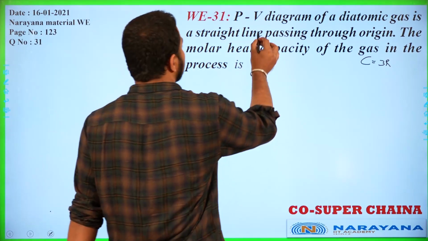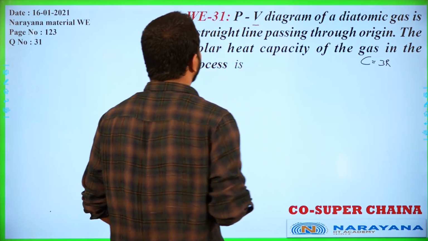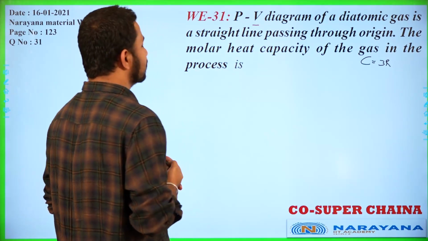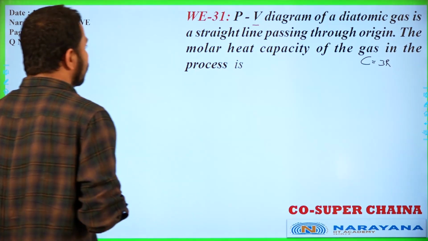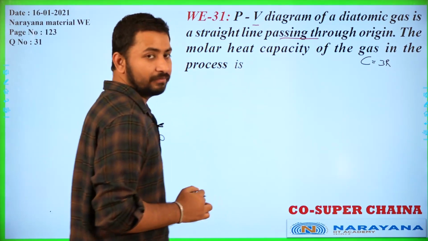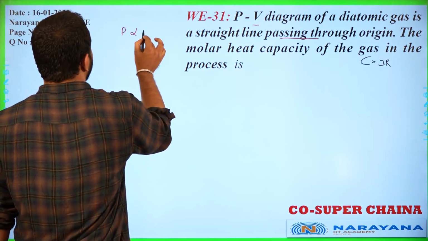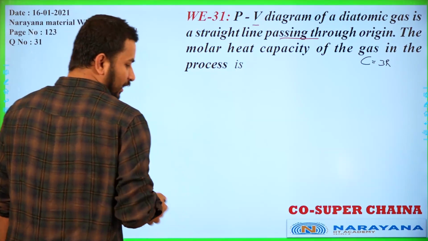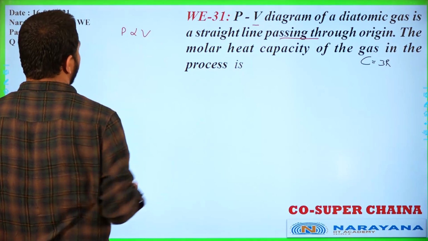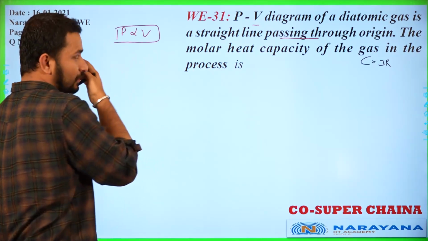Students, first question: the PV diagram of a diatomic gas is a straight line passing through the origin. So here the PV diagram is a straight line passing through the origin. What can we say? We can say that P is directly proportional to V, because it's a straight line passing through the origin.